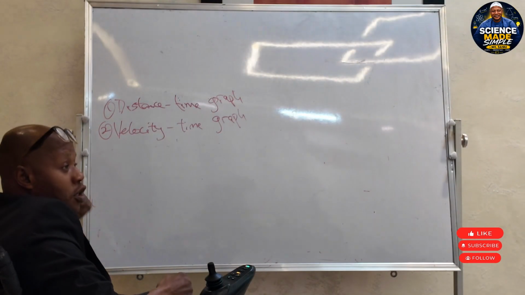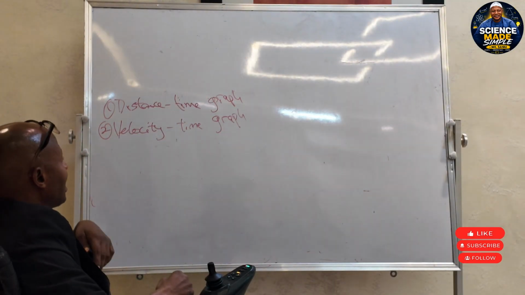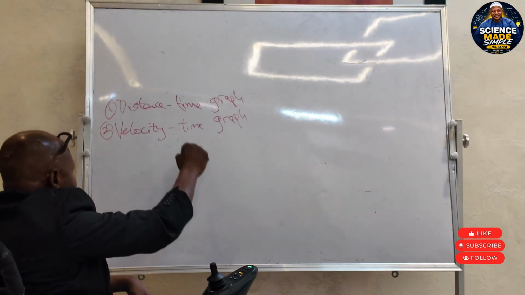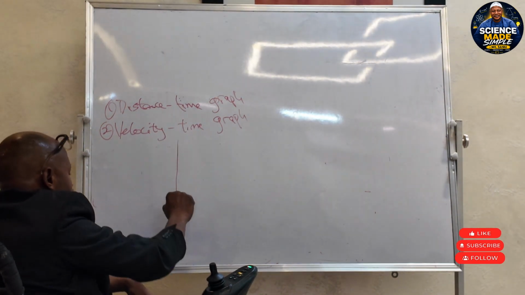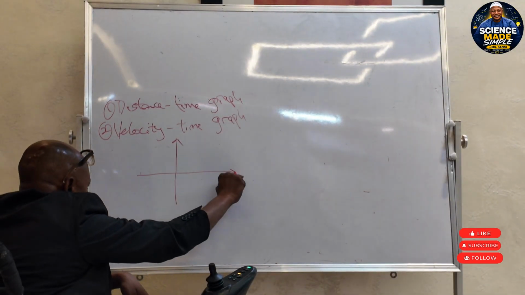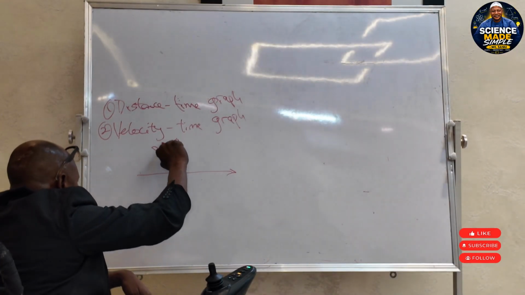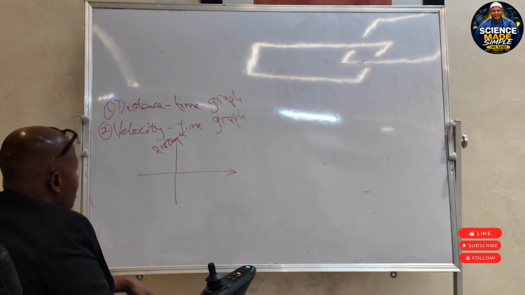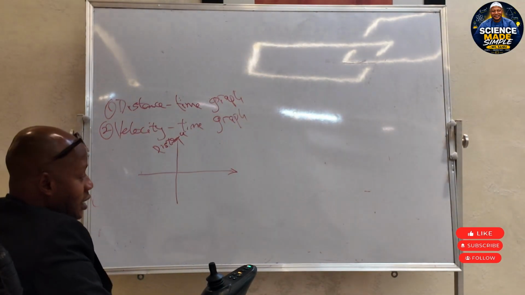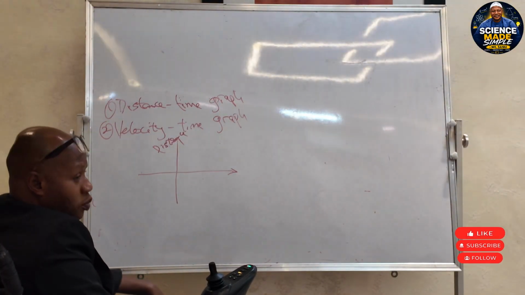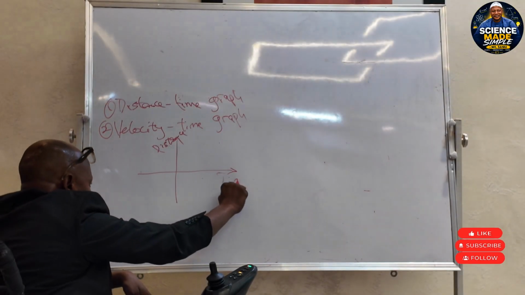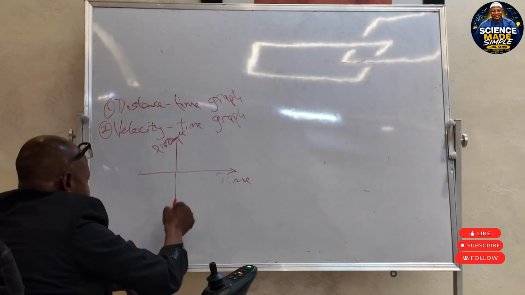Okay. Let me quickly explain the meaning of distance time graph. From the name distance time graph, that means you have your distance on the y-axis and the time on the x-axis. In physics, there is nothing like y or x-axis. You can only use y and x-axis in mathematics, but you make use of the quantity: distance axis and time axis.